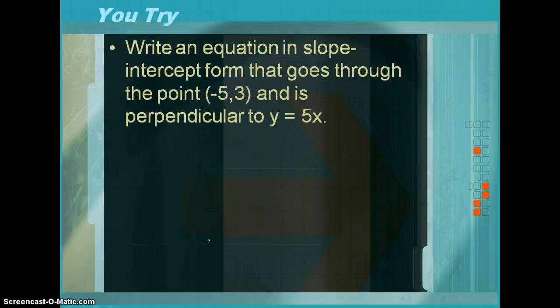So for your U-try, you need to write an equation in slope-intercept form that goes through the point (-5, 3) and is perpendicular to the equation y is equal to 5x.